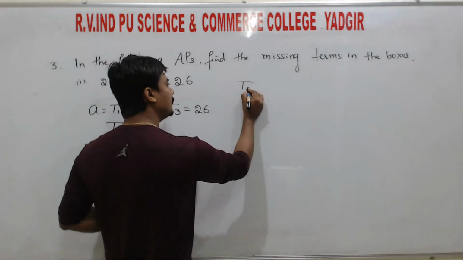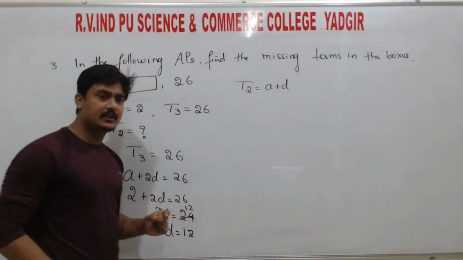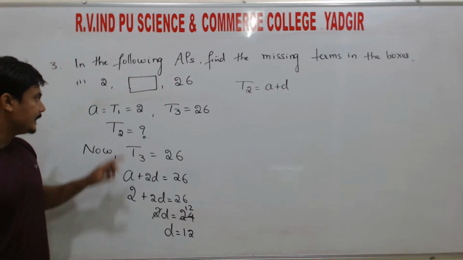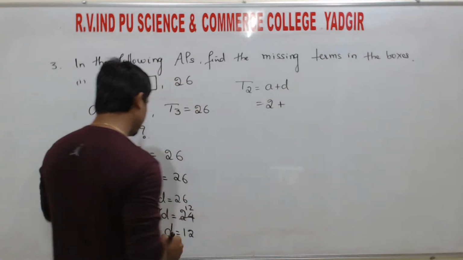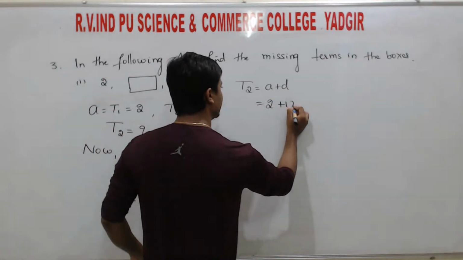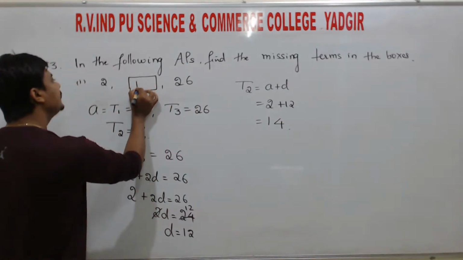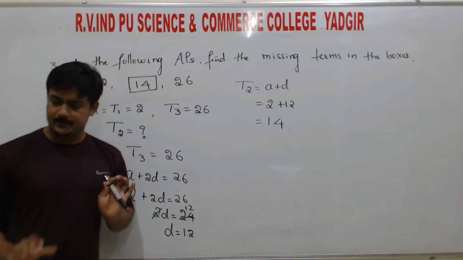That is T2. What is T2 formula? In case of arithmetic progression, using another term formula, T2 is our A plus D. A value is 2 plus D value is 12. So 12 plus 2, it is 14. Hence the missing term in the box is 14. This is the solution.